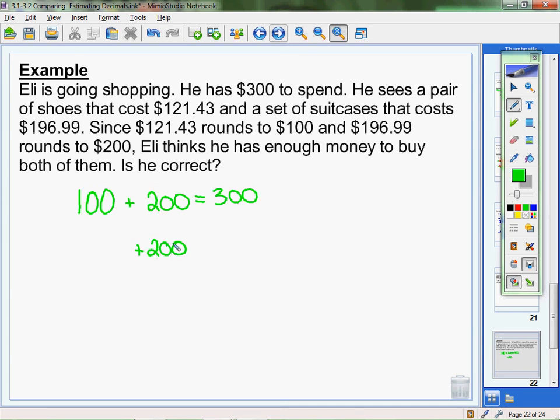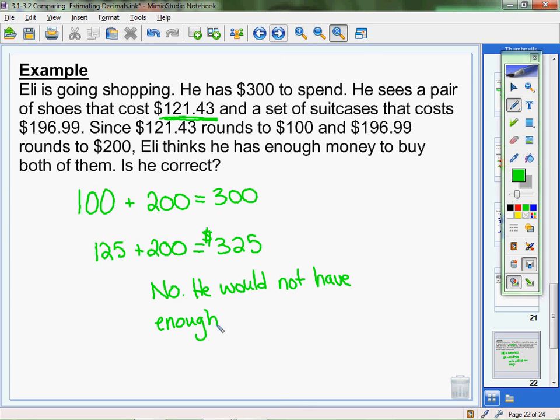But we would probably want to change this 121.43. Instead of going down to 100, we would want to round up to 125 or 130. And that means Eli would need about $325, so he would not have enough. When you are working with real-life situations, you need to use common sense. Sometimes common sense will tell you to go against the rules of rounding, and you need to pay attention to that.